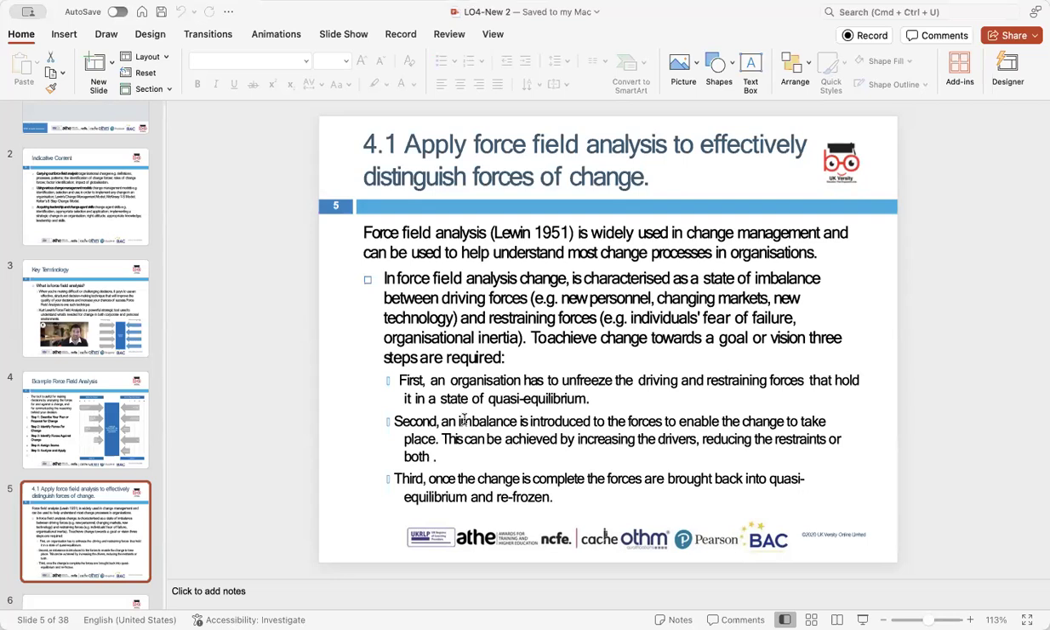Lewin's model suggests that change can be achieved by addressing these imbalances in a structured manner. First, the organization must unfreeze the current state by reducing the forces that hold it in quasi-equilibrium. This involves loosening the grip of restraining forces that maintain the status quo.